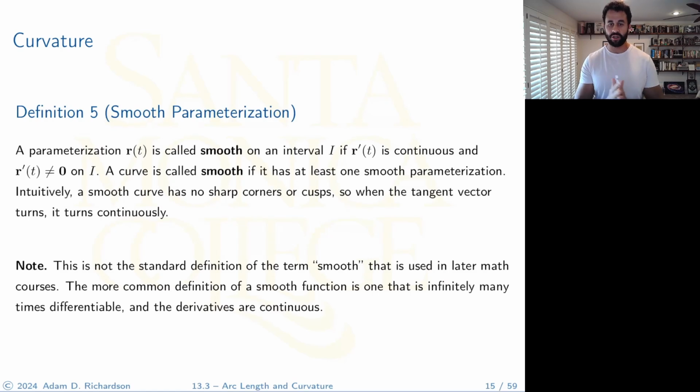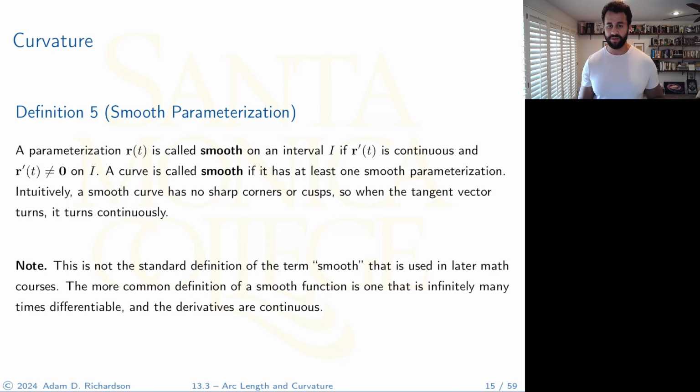All right, so now let's talk about curvature. We need a definition before we can talk about curvature, and it's this notion of a smooth parameterization. We say that a parameterization r of t is smooth on some interval if the derivative of r is continuous and is not equal to 0 on that interval. We also say that a curve is smooth if it has at least one smooth parameterization. I like the intuition, as always. Intuitively, all we're saying is that a curve is smooth if it doesn't have any sharp corners or cusps. So when the tangent vector is turning, it's turning continuously. We don't want curves that are super jagged, like the Weierstrass curve or something like that.